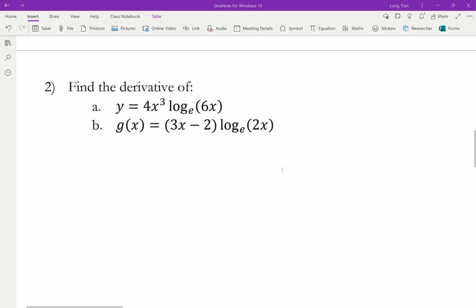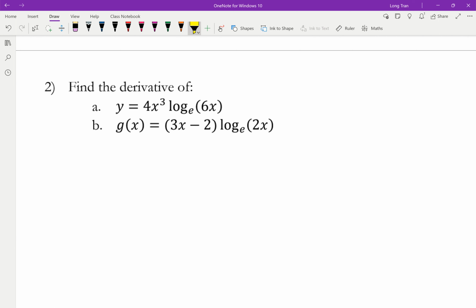Hey there, we're going to do this example here using either product rule or chain rule. So the first thing is we need to identify which one of these rules we have for question 2a. So let's have a look at question 2a here. We have y is equal to, so I'm going to write it down. For a, it is y is equal to 4 times x cubed times the log base e of 6x.